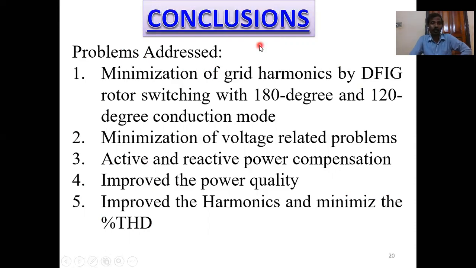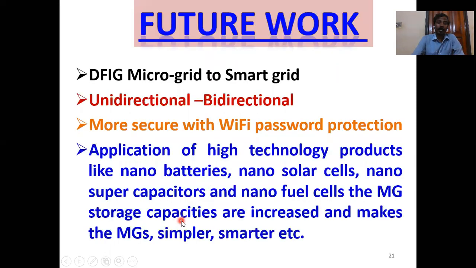What is the conclusion? Minimization of grid harmonics by DFIG rotor switching with 180-degree and 120-degree conduction mode. That means harmonics minimization success. Minimization of voltage related problems. Active and reactive power compensation also satisfied. Improve the power quality. That means sag, swell, flicker, any type of problem we can solve. Improved the harmonics and minimize the percentage of THD.